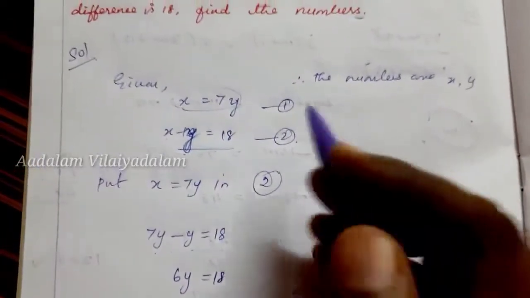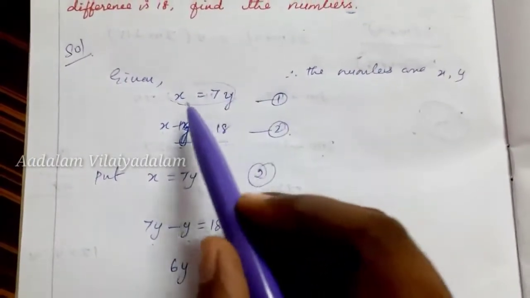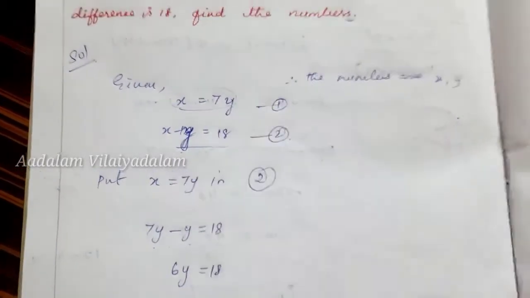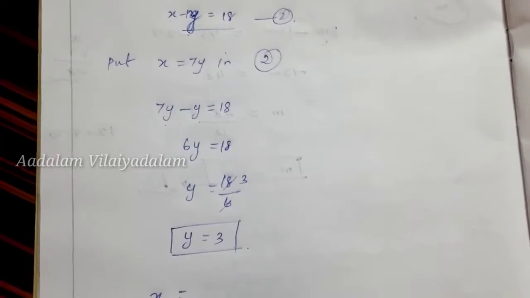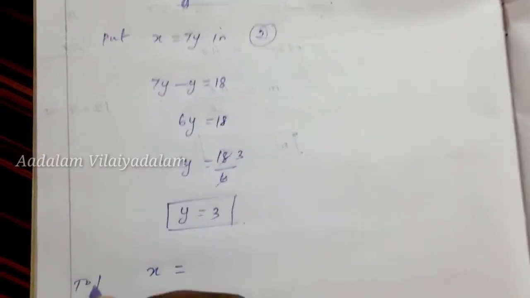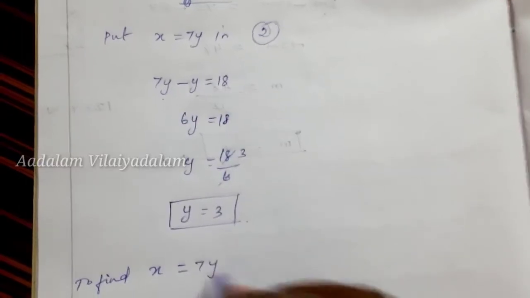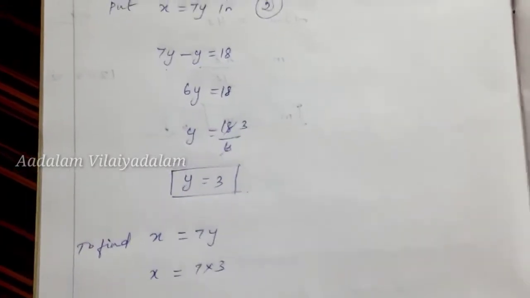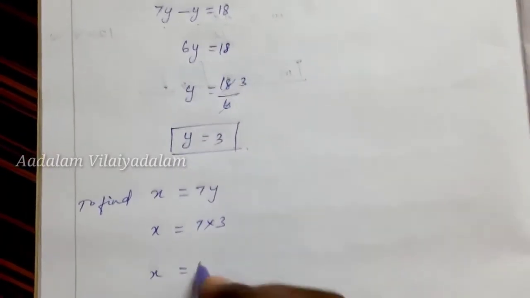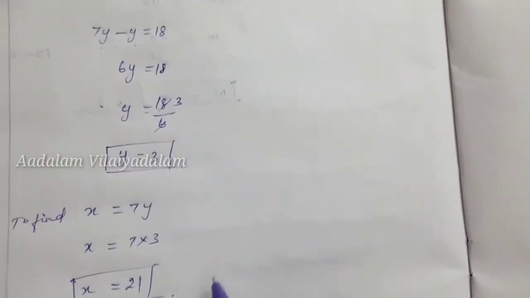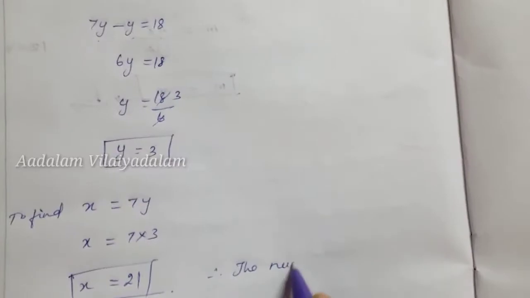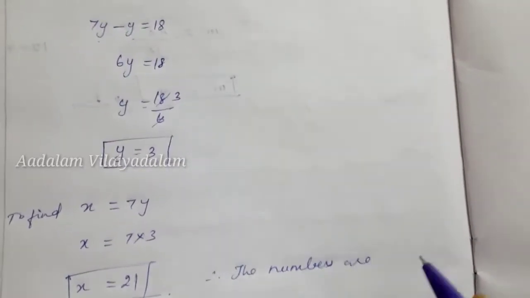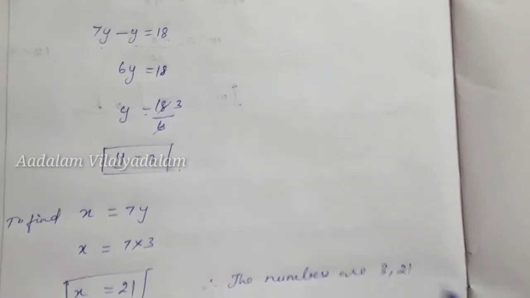Now, we know the given condition, that is x equal to 7 times another one. So to find x, x equal to 7y. Already we found the y value. Therefore, substituting 7 into 3, x will be 7 3s are 21. So what they have asked is to find the numbers. So we can conclude that the numbers are 3 and 21.